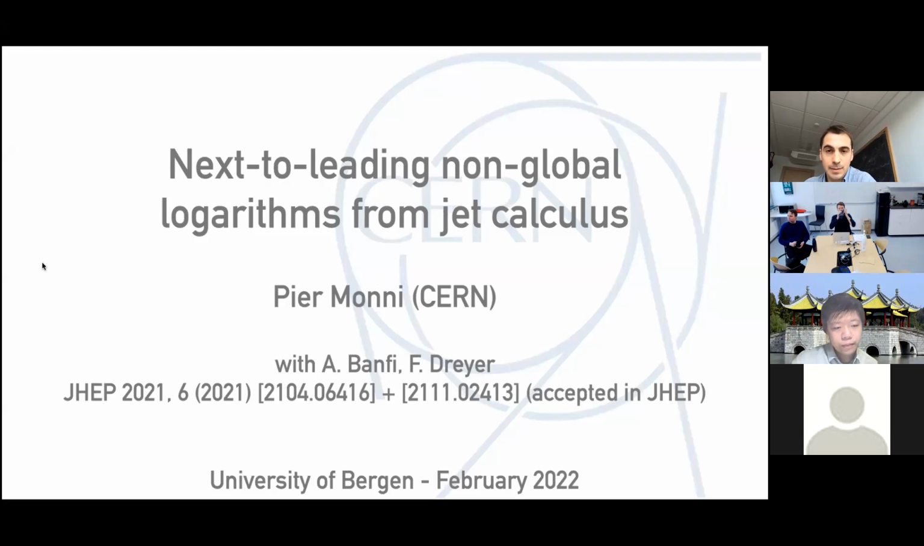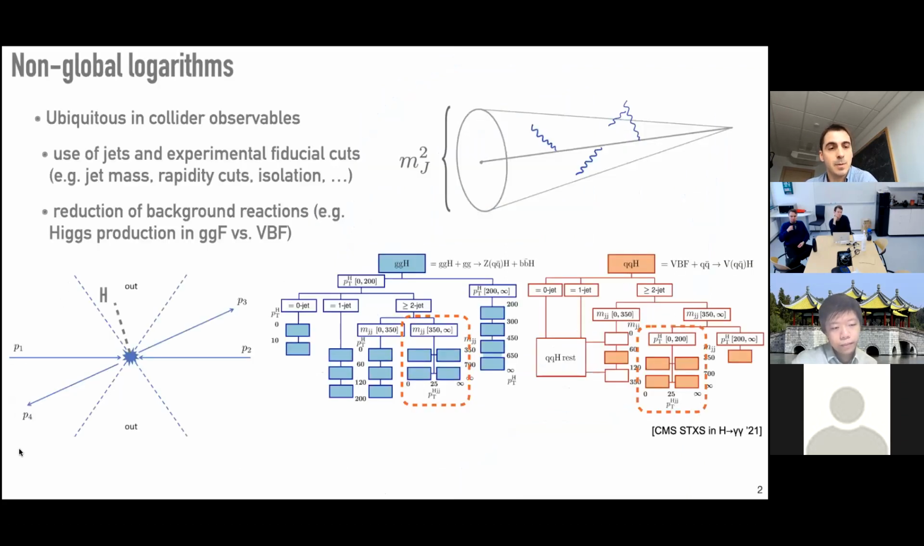So well, first of all, feel free to interrupt me at any point for any clarifications. So let's start from a brief introduction and see why these observables are so interesting in collider physics and what we want to understand. There are several reasons.